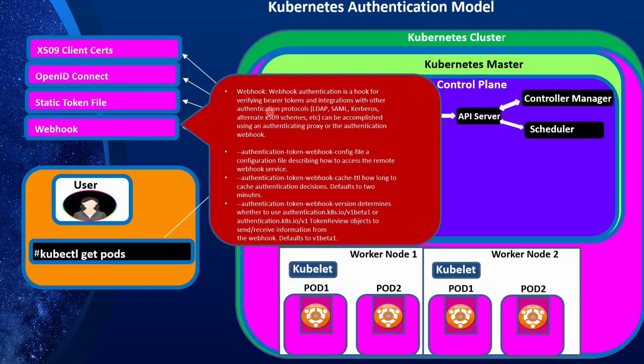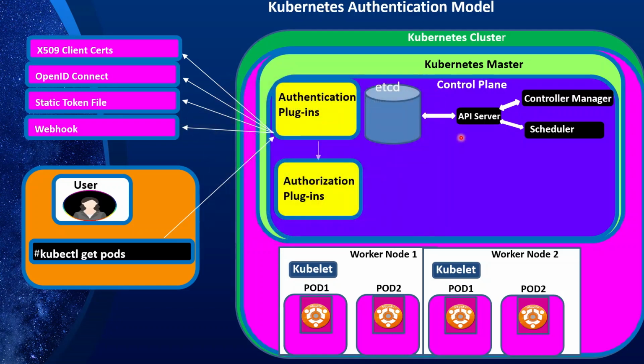And finally, webhook is another method of authentication, like OpenID Connect. Basically, Kubernetes relies on external providers such as LDAP, SAML, or Kerberos, or alternative X509 schemes that can be hooked into Kubernetes, and Kubernetes can use them through the webhook. And these are various flags that need to be set in the API server.